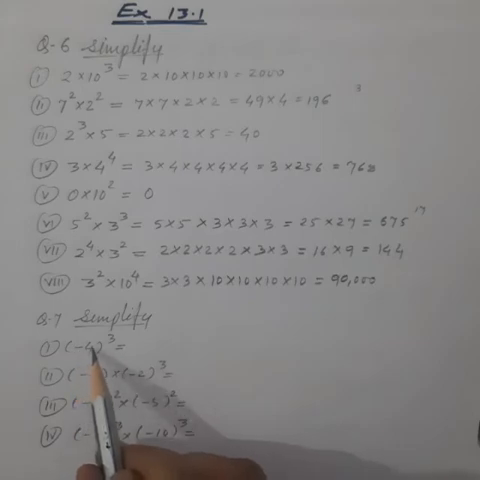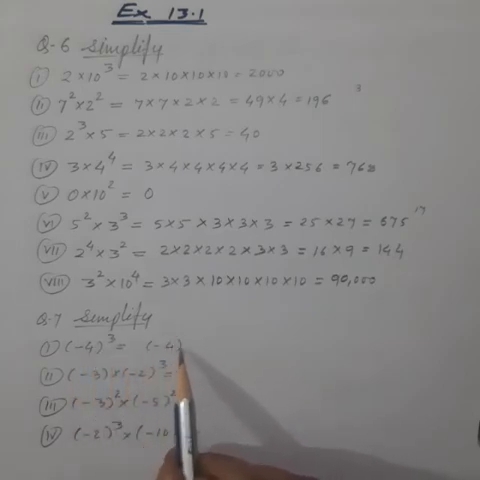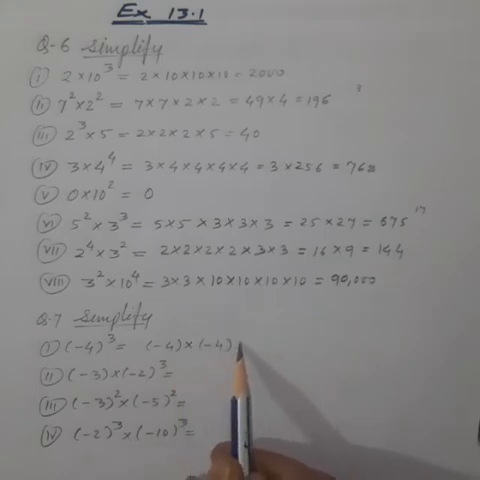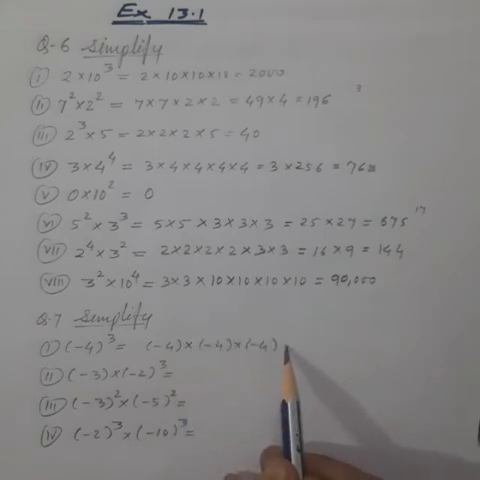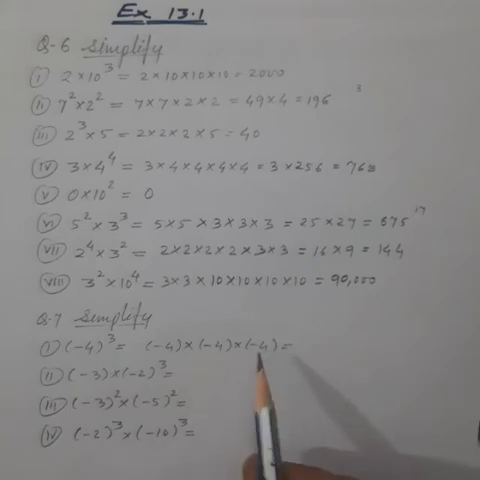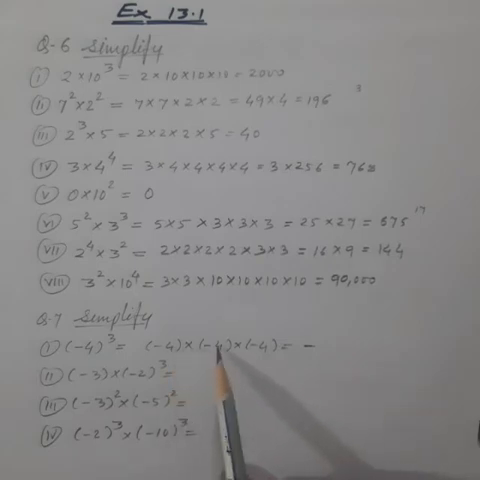First, minus 4 raised to the power 3. Here the base minus 4 is repeatedly multiplied by itself 3 times. In this product, negative sign is 3 times. So, product is negative. And 4 into 4 is 16. 16 4s are 64. Minus 64.